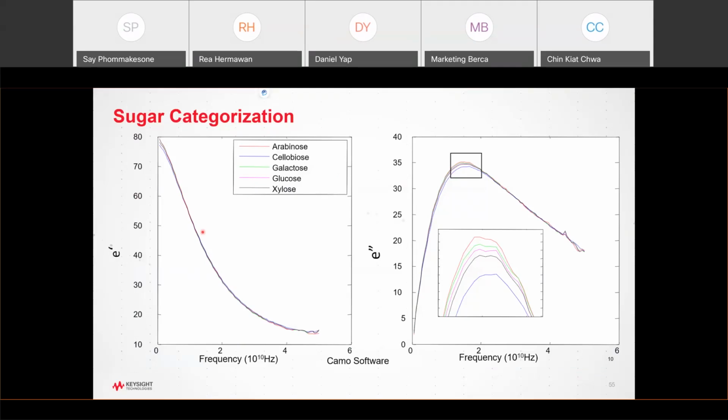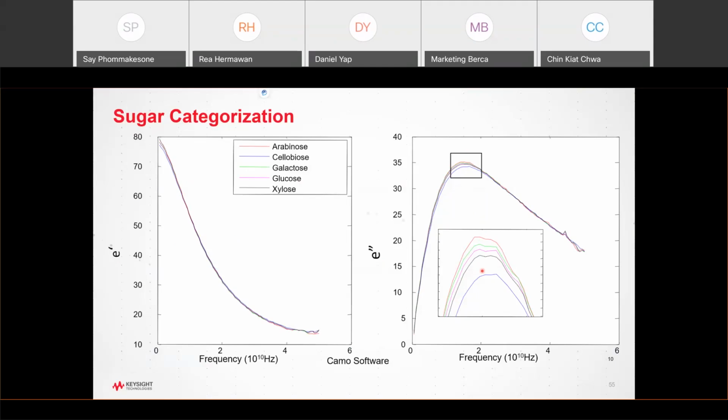This particular plot shows the 10% sugar and 90% water. Interestingly, in the real part of permittivity, you don't see as much change. But if you look at the imaginary part of permittivity, which is the lost energy part of the permittivity, you can see clearly a big difference. If you expand it out, you can see the difference.